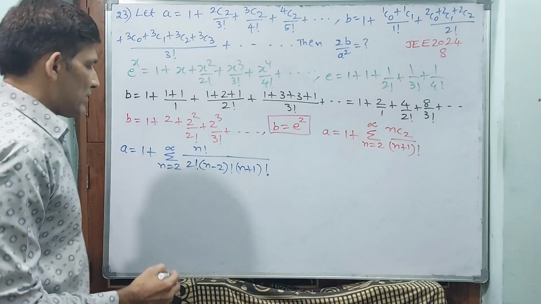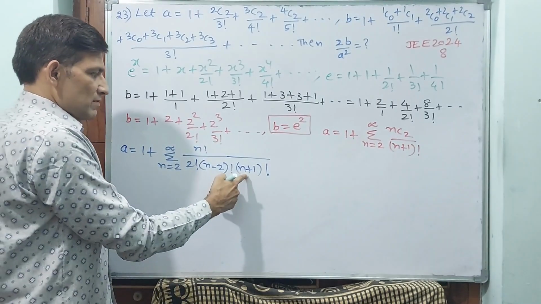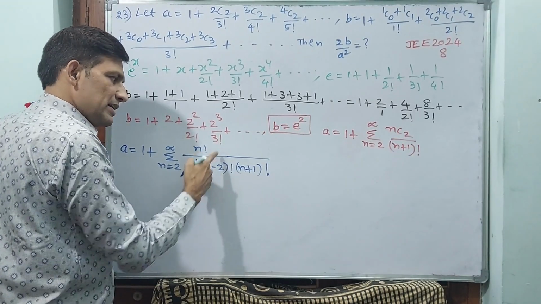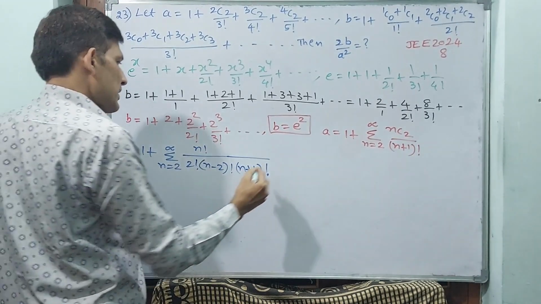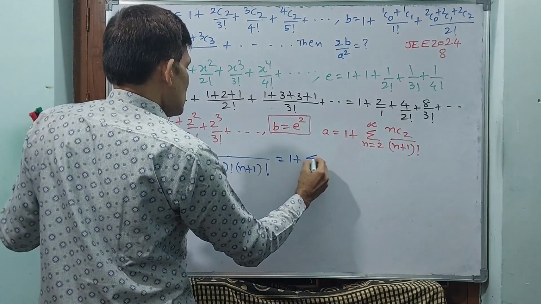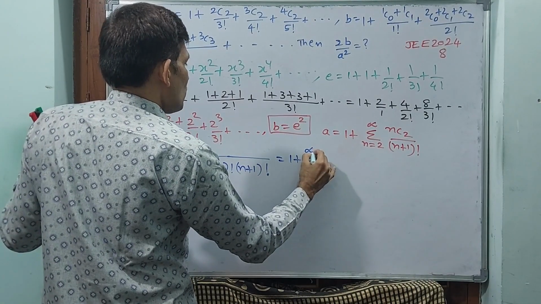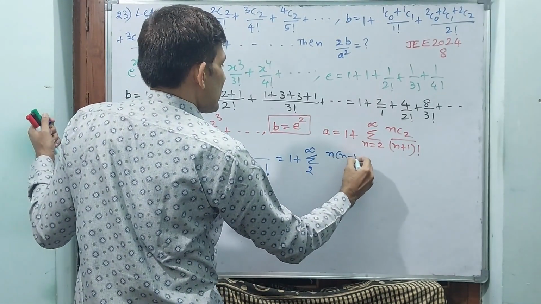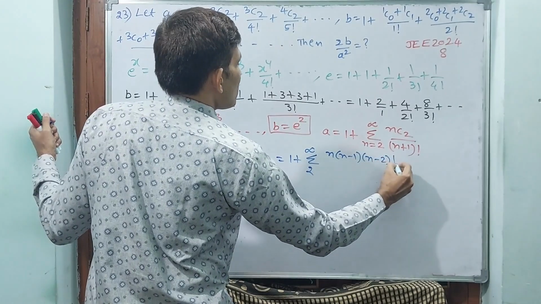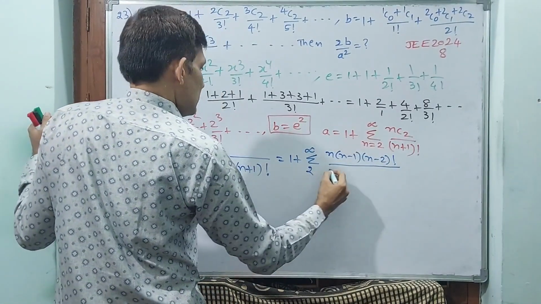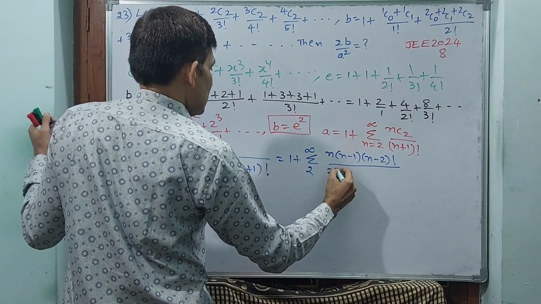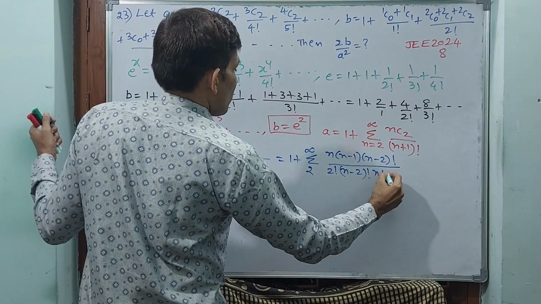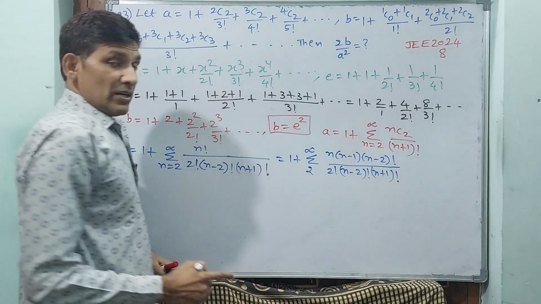Now you see here what will happen. Don't touch n plus 1, only n, n minus 1, and the n minus 2 factorial you make and cancel. The n plus 1 factorial you keep like this only. That is equal to 1 plus sigma 2 to infinity, n factorial means n into n minus 1 into n minus 2 factorial, by 2 factorial, n minus 2 factorial, n plus 1 factorial. This is the first step.